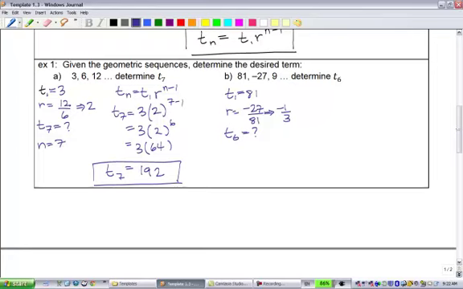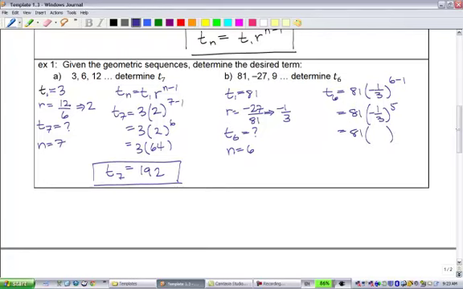T6 is what we're looking for, and n equals 6. Why don't you hit pause here and see if you can solve this formula. The term 6 is what we're looking for. 81 is the first term. Common ratio of negative 1/3 to the 6 minus 1. So 81, negative 1/3 to the 5.